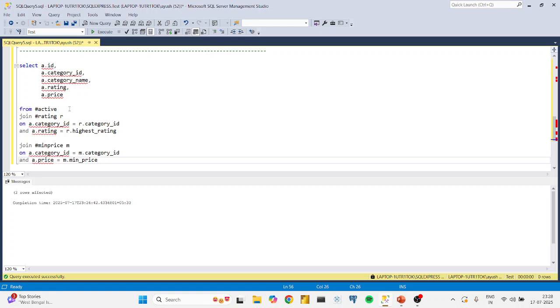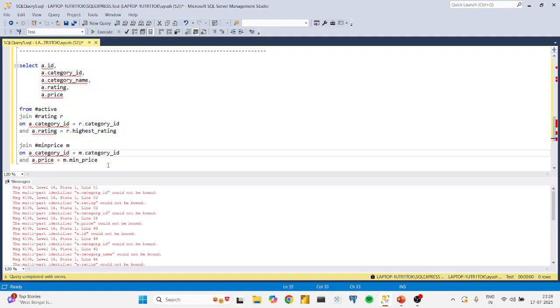So what we have done here is we have taken all of the products and all of the categories from the active table and we have joined the rating. So we are only getting the products that are present in all of these tables since we are inner joining it. So we are getting the products with the highest rating and among those we are getting the product with the minimum price. So let's run it and see if we get the result.